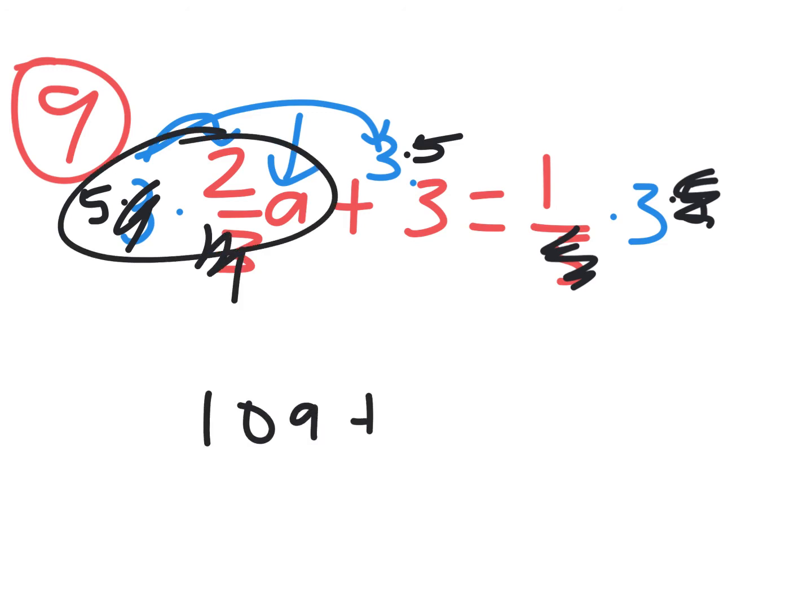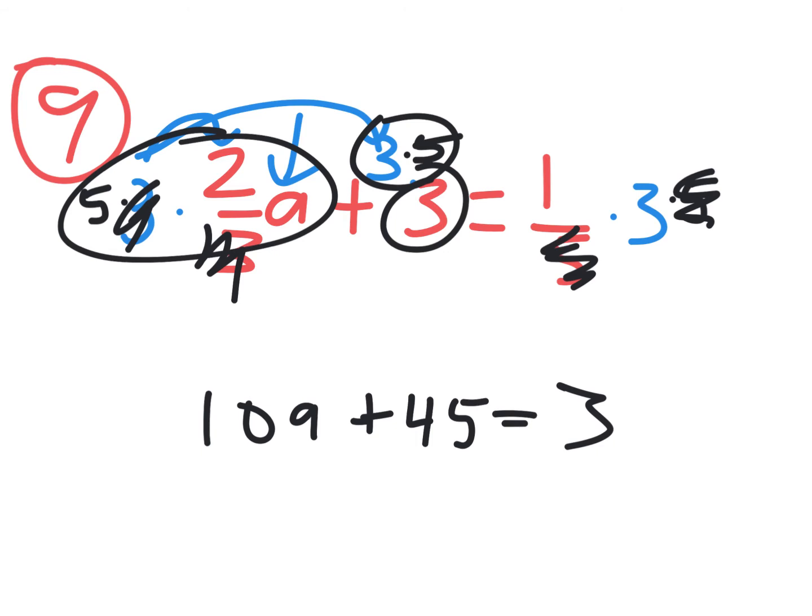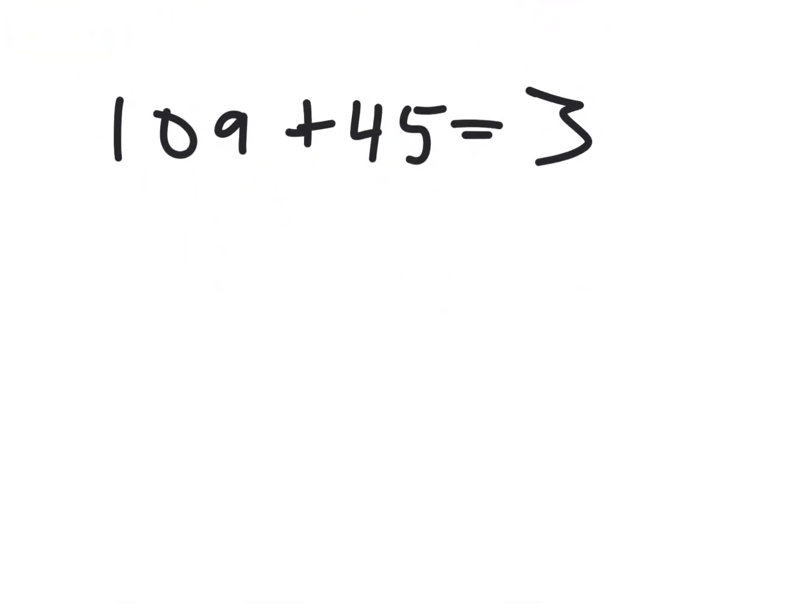10a plus 5 times 3 is 15 times 3 is 45 equals 1 times 3 is 3. And from here, I can say that's easy. Subtract 45, divide by 10. So the moral of the story: if you see fractions, clear them.